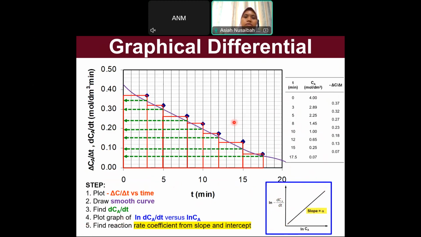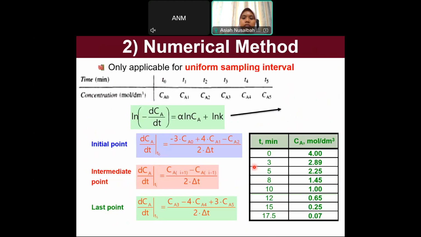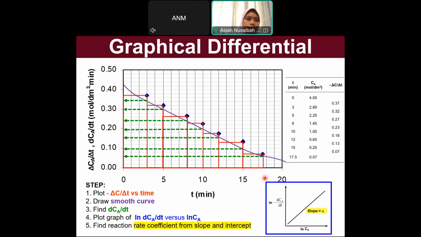So remember, for graphical differential form, we basically have to draw two figures. The first figure is the histogram to find minus dCA over dt. Then we have to continue by plotting ln minus dCA over dt versus ln CA in order for us to find alpha, the order, and also ln K from the intercept. Okay. So once settled, we can write the rate law. Okay. So that is the first method.